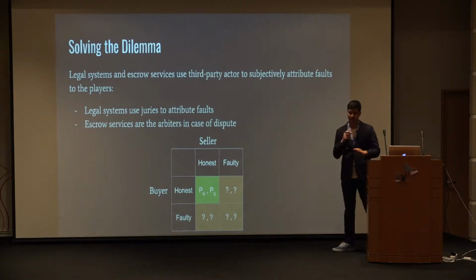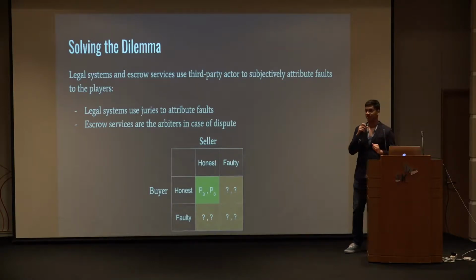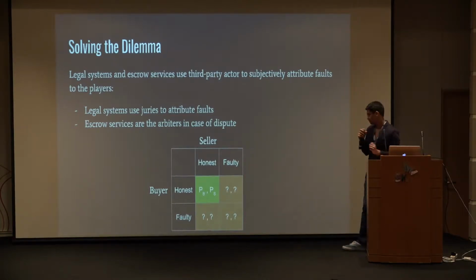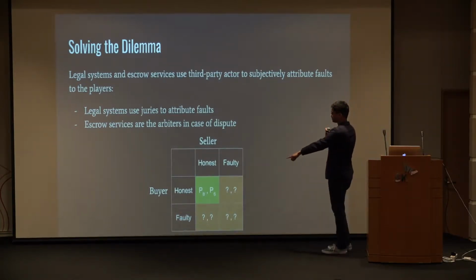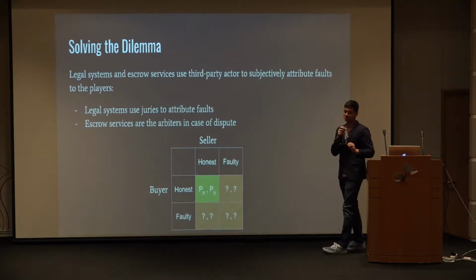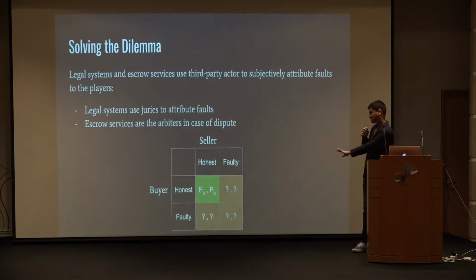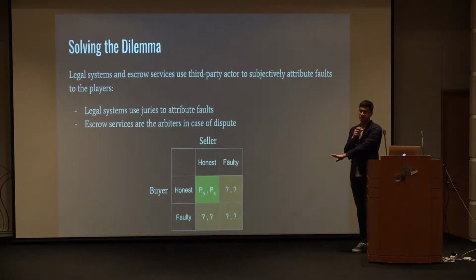If someone is faulty, then you may not be able to attribute faults because all you see is that there is a dispute and you have no other information at hand. And so the payoffs in case any one of them is faulty are very subjective and depend on how the dispute is settled. So it's unknown what payoffs you'll get if you're playing faulty.